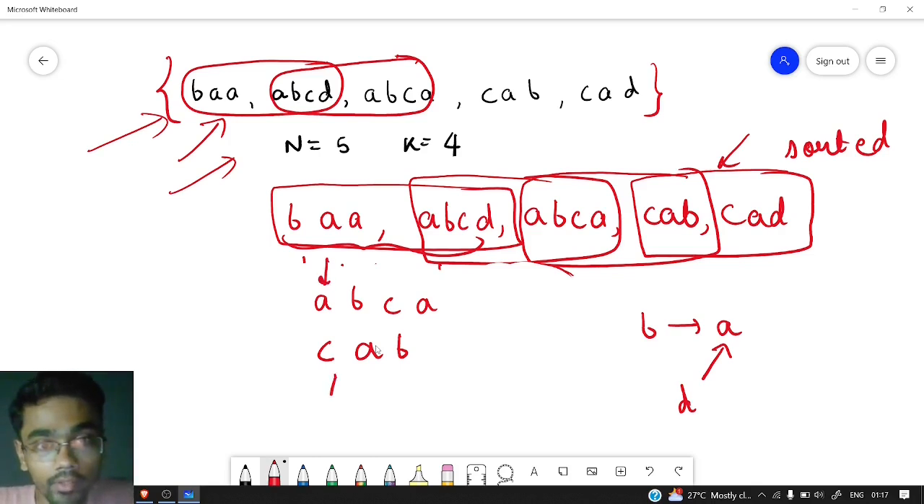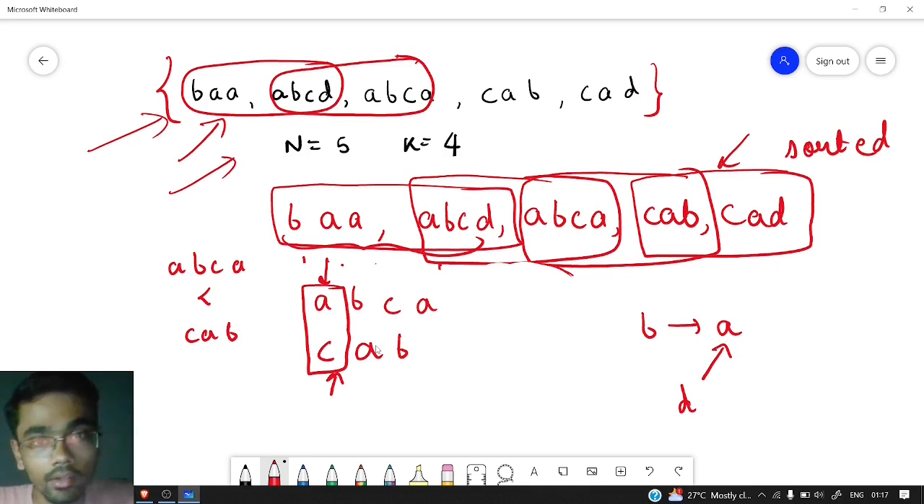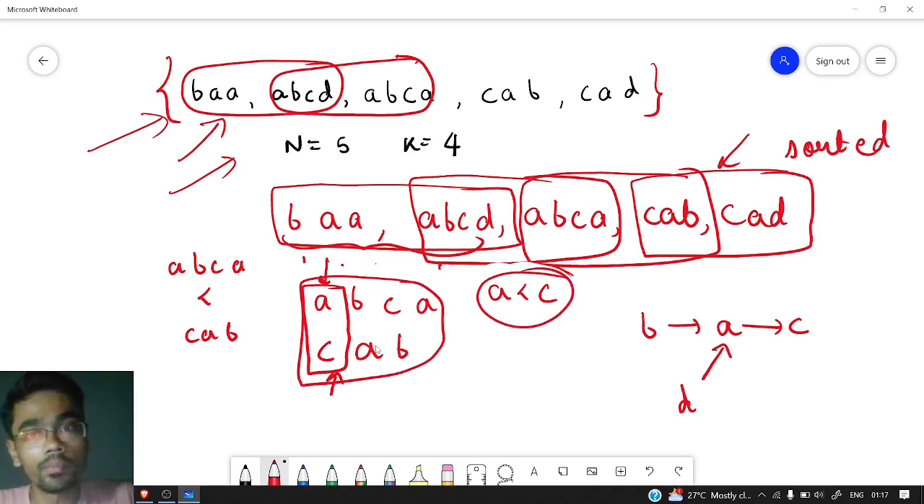Let us compare the first two characters, A and C. ABCA is less than CAB, and this is the point of difference because these two characters are different. So we can say that A is less than C in our alien dictionary. A should be coming before C. From comparing these two words, we figured out that A should be coming before C.